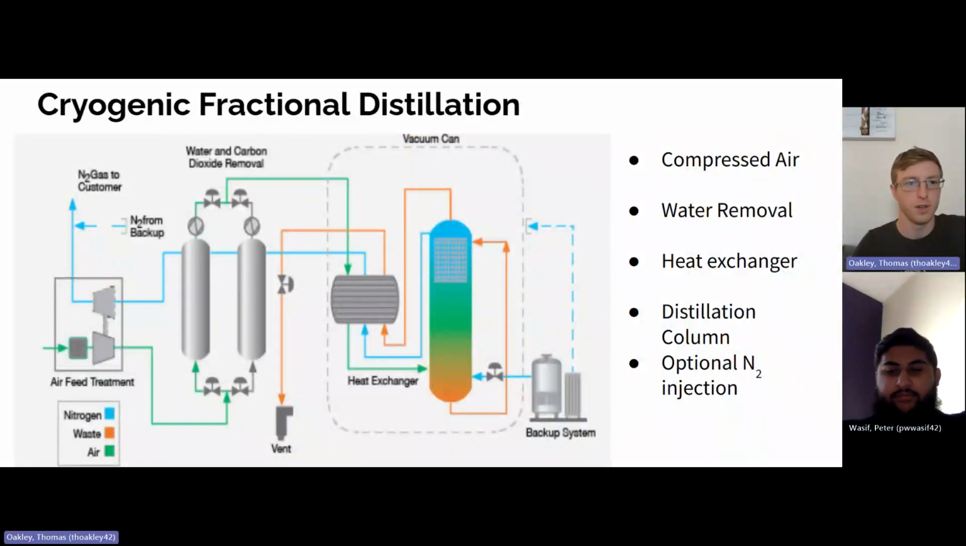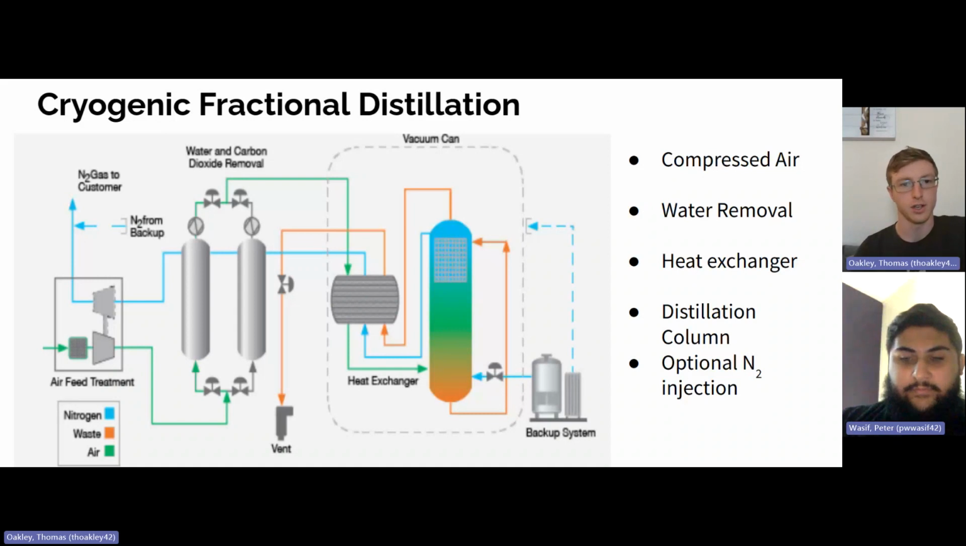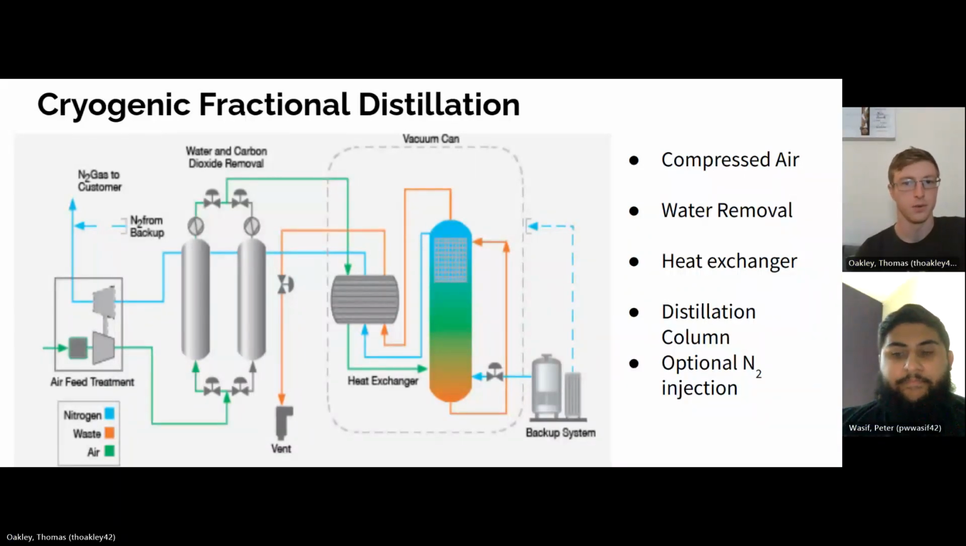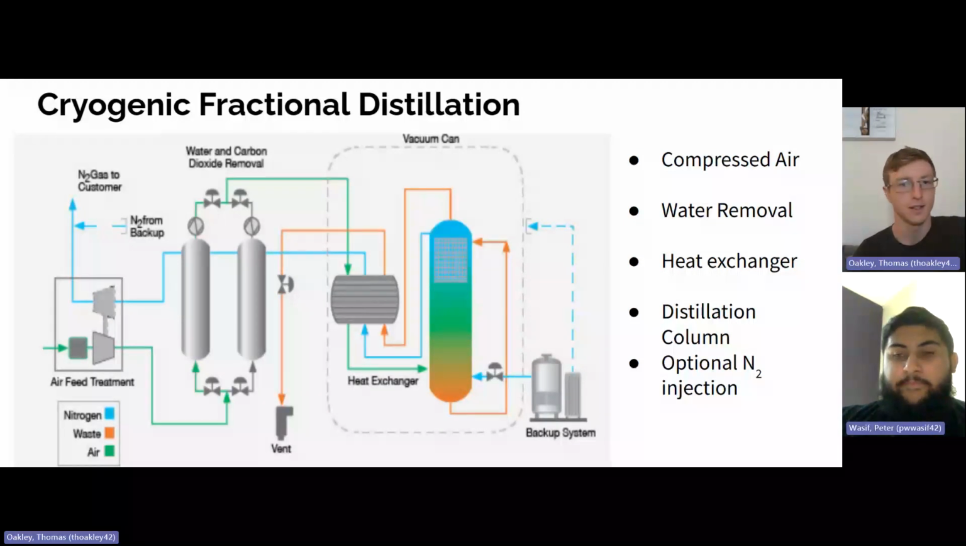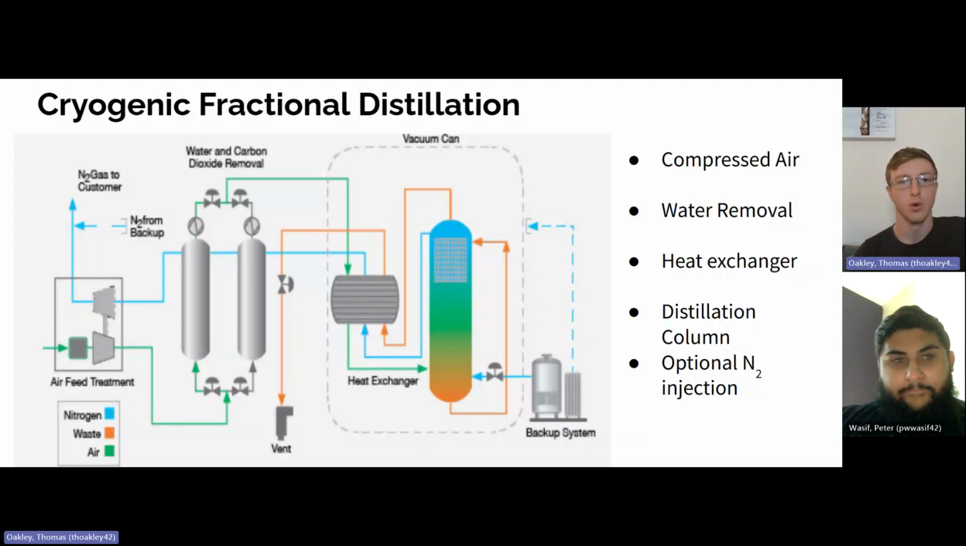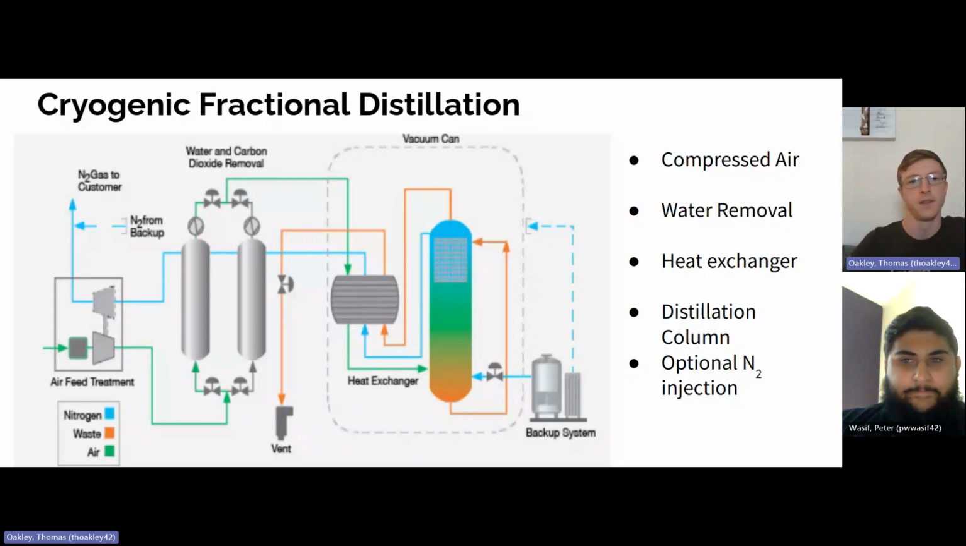So the first production process is cryogenic fractional distillation, which uses compressed air from the environment. It is put through a water and carbon dioxide removal system, through a heat exchanger to actually cool the air intake, which I will expand on in a little bit, which is then put into a distillation column to separate the nitrogen from the oxygen, which is all that should be left in the gas system.